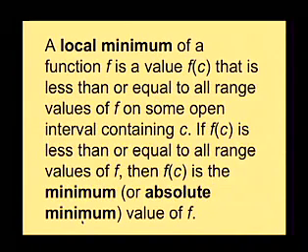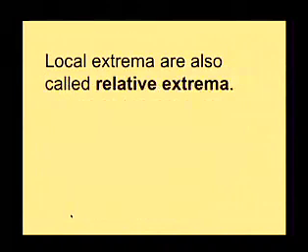Local minimum. A local minimum of a function f is a value f of c that is less than or equal to the range values of f on some open interval containing c. If f of c is less than or equal to all range values of f, then f of c is referred to as the minimum or absolute minimum value of f. All right. Local extrema are also called relative extrema, and let's take a look at what that means.